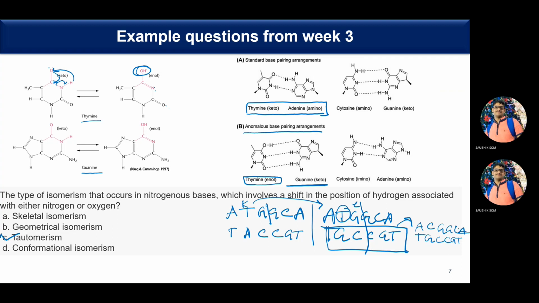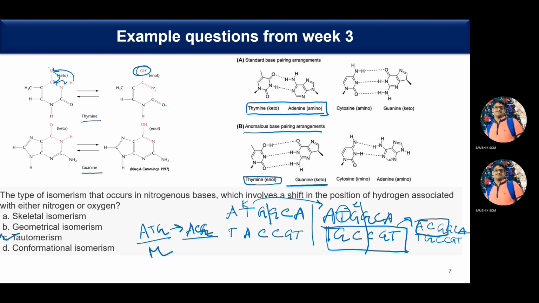As you can see, this ATG has now become ACG, which is not correct, right? Now ATG codes for methionine. ACG will code for something else, right? And methionine is a start codon. So maybe it loses the start codon.